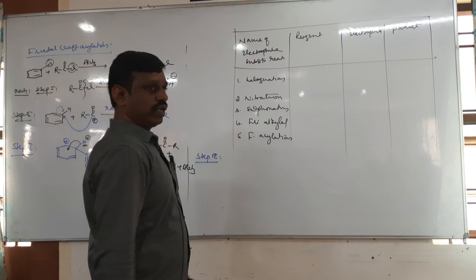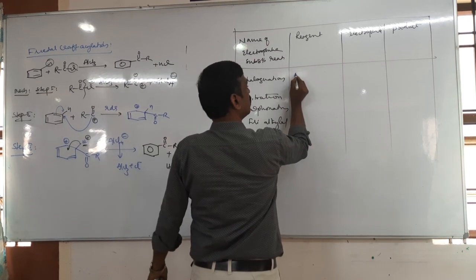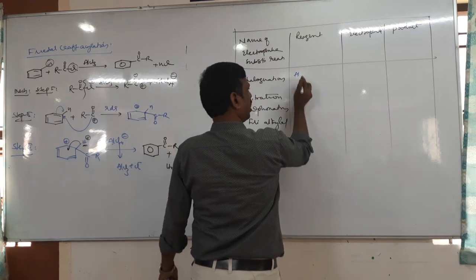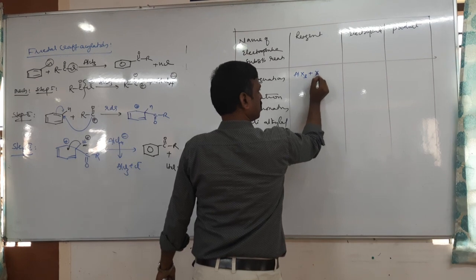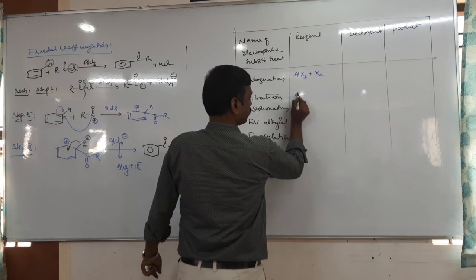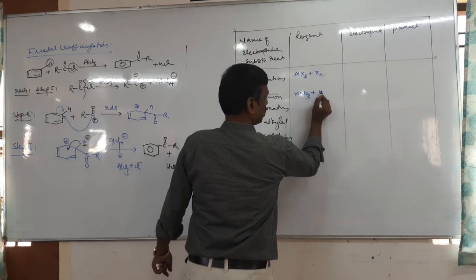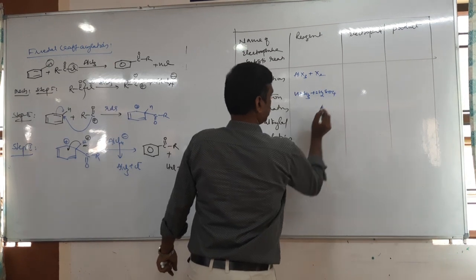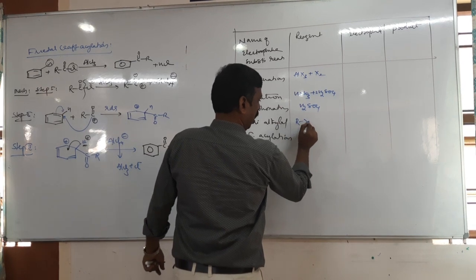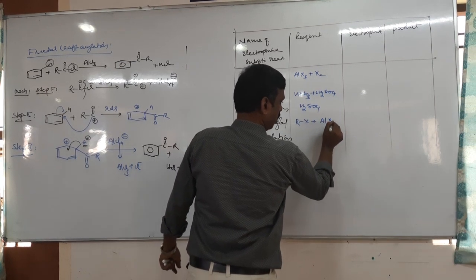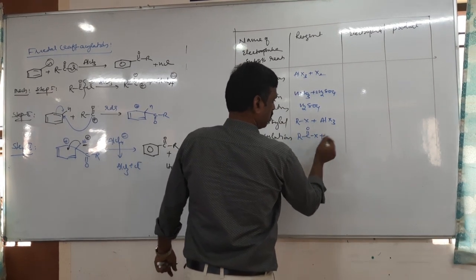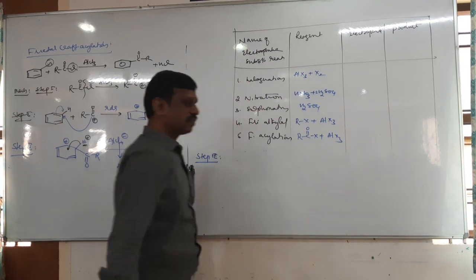Tell me. So in halogenation, what is the reagent? AlCl3 plus halogen, or else you can take AlX3 plus X2. Nitration, HNO3 plus H2SO4. Sulfonation, H2SO4. Alkylation is alkyl halide plus AlX3. Acylation is acid halide plus AlX3.